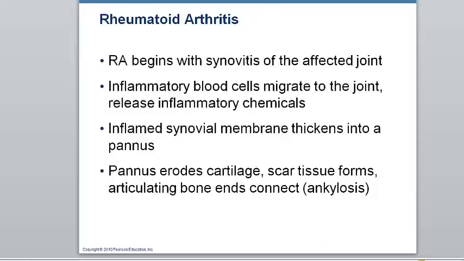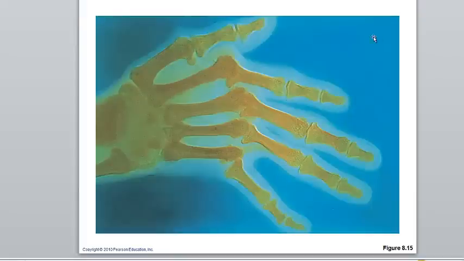How do you distinguish this from osteoarthritis? Rheumatoid arthritis has some clear symptoms. Okay, first off, RA is found bilaterally. And then when you look at the x-ray, you can see that the synovial membrane has thickened and it forms something called a pannus. Pannus actually erodes the cartilage and keeps the joints from joining together.